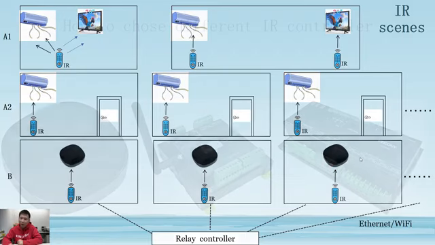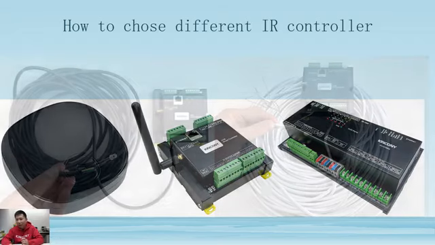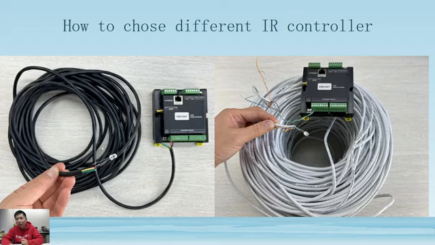Okay, let's look at the next part, how to choose a different IR controller, because we have many different kinds of IR controllers. This is the KinCony Z1, a box you can put anywhere, with an IR transmitter and IR receiver inside. And this is the AG8, and this is the AIO, an all-in-one board. These two are installed on a DIN rail, so the IR transmitter needs to be extended.